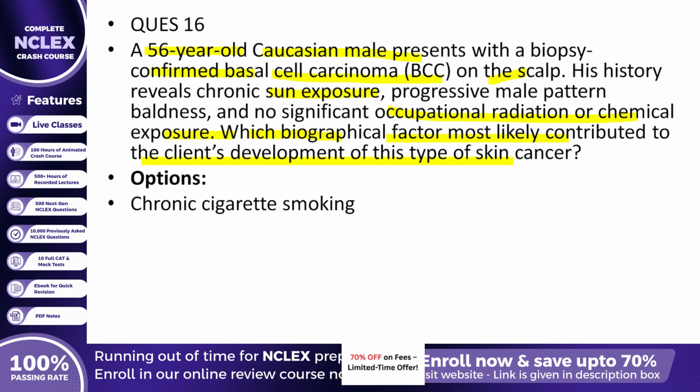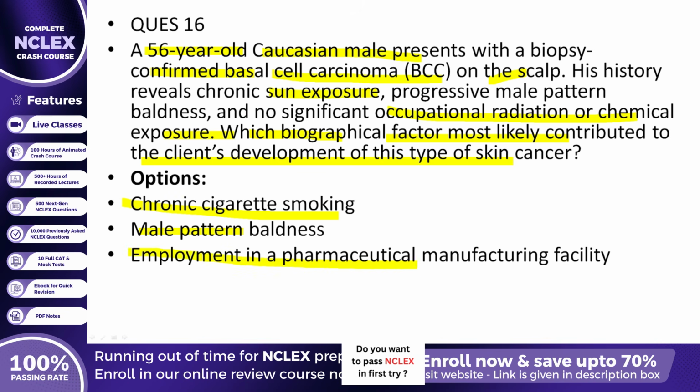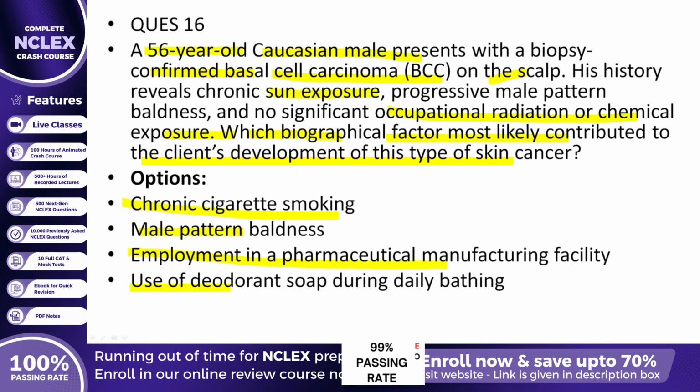Option A is chronic cigarette smoking. Option B is male pattern baldness. Option C is employment in a pharmaceutical manufacturing facility. And option D is the use of deodorant soap during daily bathing. The correct answer is option B, male pattern baldness.